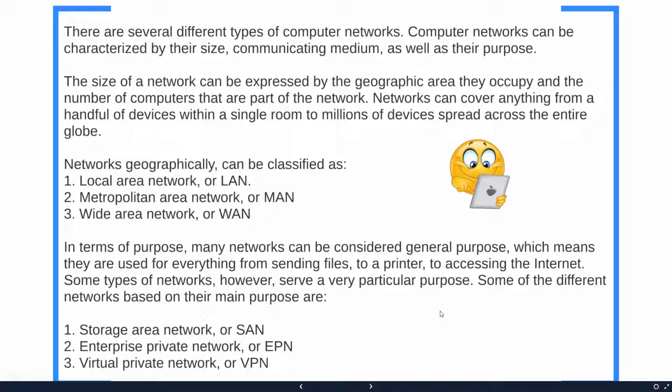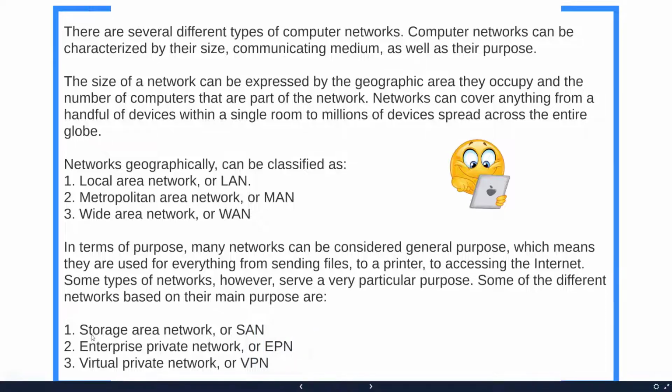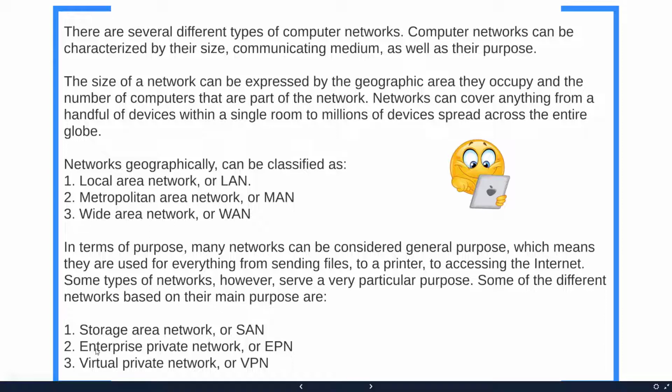In terms of purpose, many networks can be considered general purpose, which means they are used for everything from sending files to a printer to accessing the internet. Some types of networks, however, serve a particular purpose. Some of the different networks, based on their main purpose, are, the first one, a storage area network, or SAN. Another one is the enterprise private network, or EPN, and the virtual private network, or VPN.